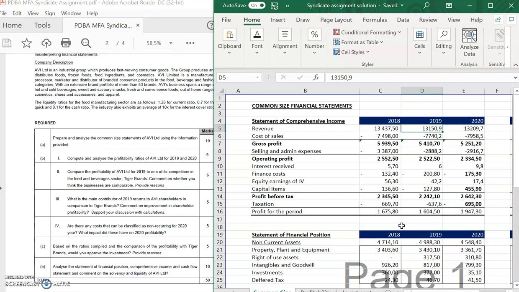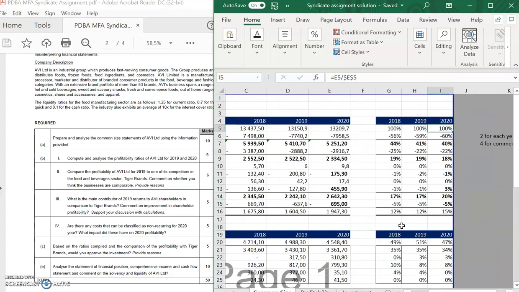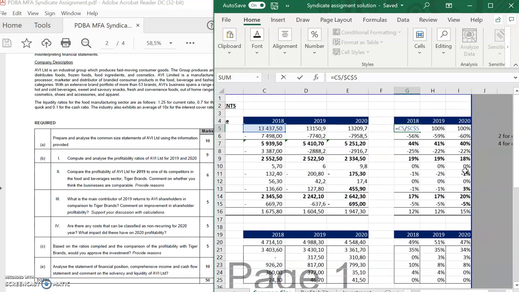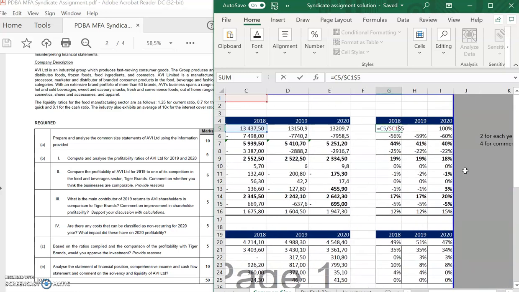When you're looking at your common size financial statements, you're going to prepare a common size income statement for all 3 years, and you're going to divide each line by the sales figure to get a percentage. So here I've used the sales, and each time I keep dividing by the sales.